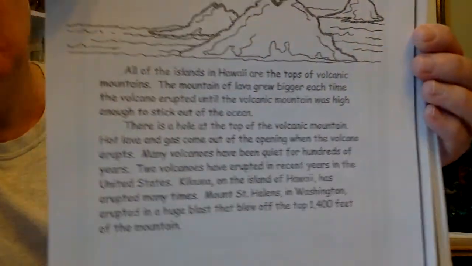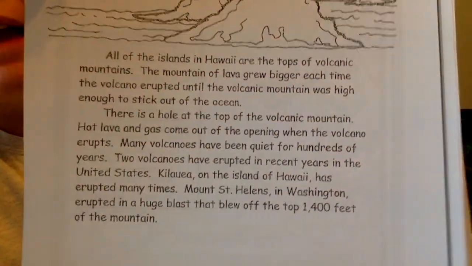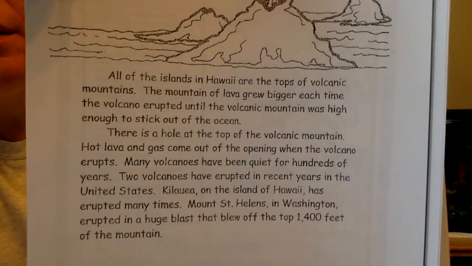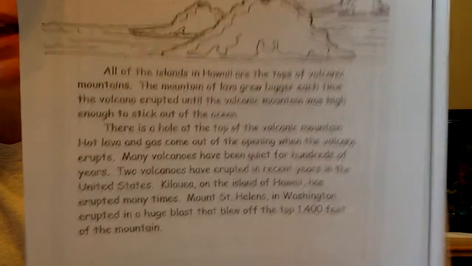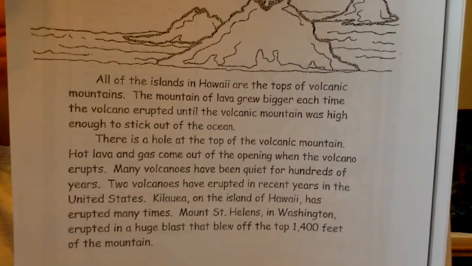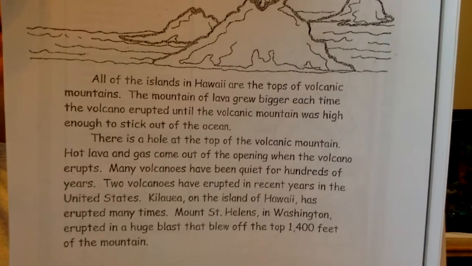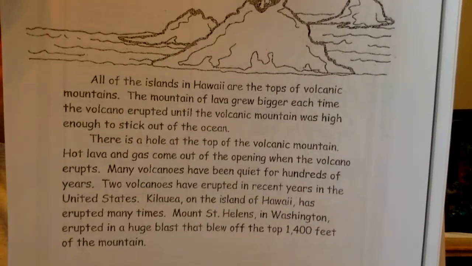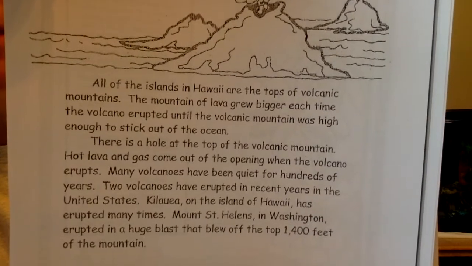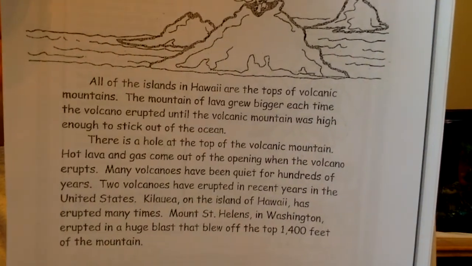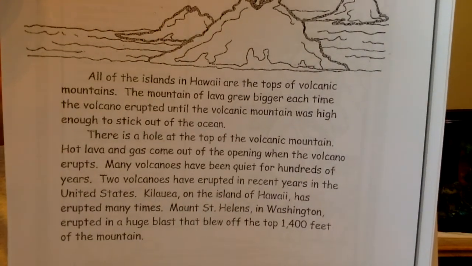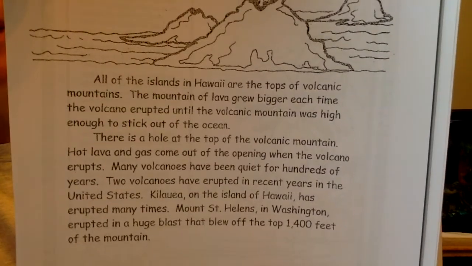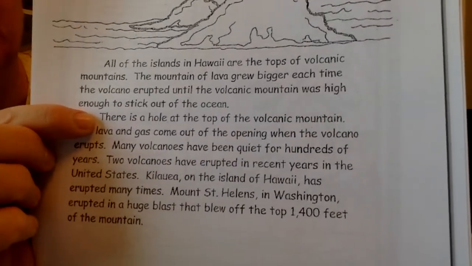Let's read that together. All of the islands in Hawaii are the tops of volcanic mountains. The mountain of lava grew bigger each time the volcano erupted until the volcanic mountain was high enough to stick out of the ocean. Okay. If you lost your place, we're starting right here with the word there.